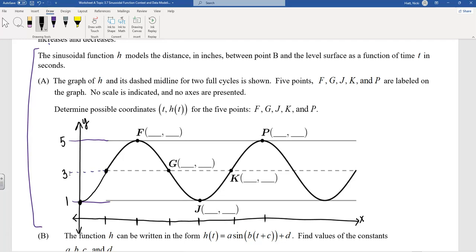So you can go ahead and fill in all your y coordinates right now, because anything on this line has a y coordinate of 5. So F here has a y coordinate of 5, and P also has a y coordinate of 5. G has a y coordinate of 3, and K has a y coordinate of 3. They're both on that midline. And J has a y coordinate of 1.